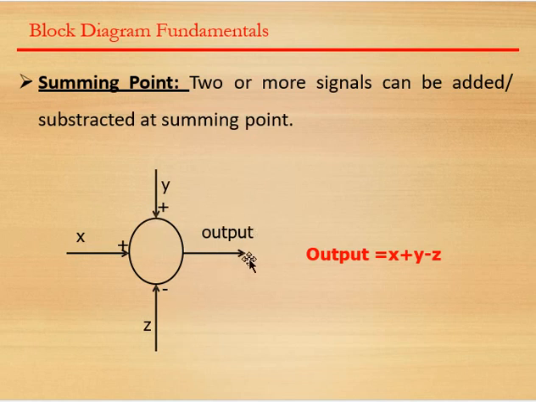So collectively we can say the output is equal to x plus y minus z. Whatever sign is at the input, you simply give that sign to that signal. Here it is plus, so we can say it is plus x, and here it is plus, so this will be plus y. Here it is minus, so this will be minus z. Whatever sign goes to the input, you take the same sign and apply it to that input. That is simple algebra, we can say. So output is equal to x plus y minus z. So this is simple.